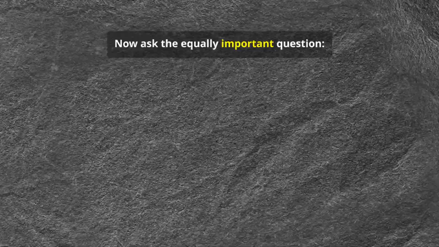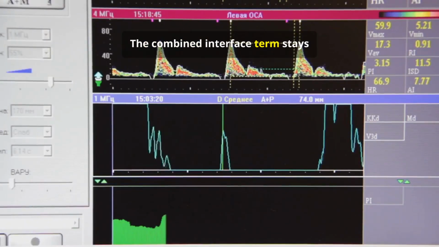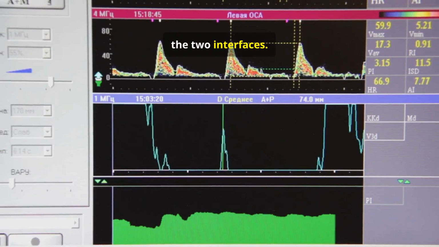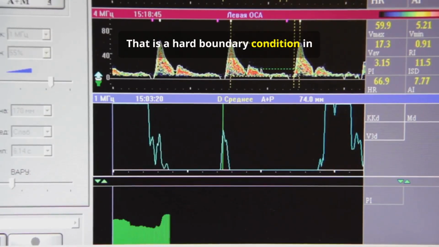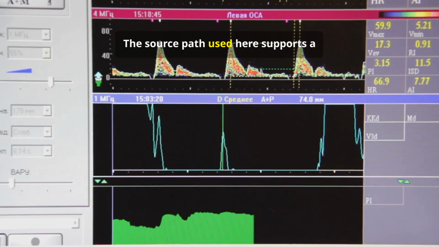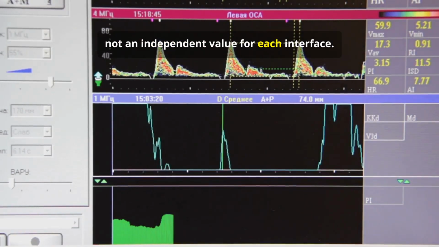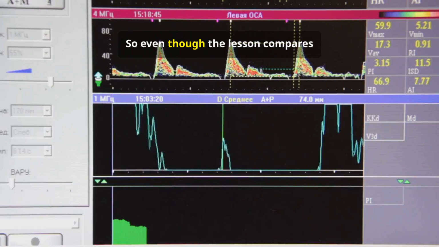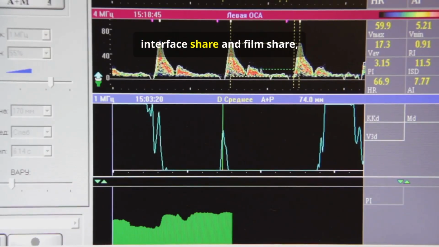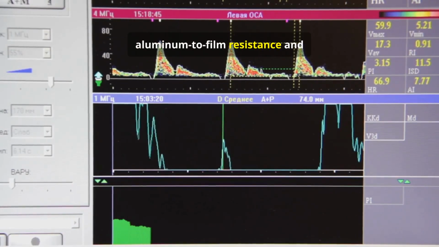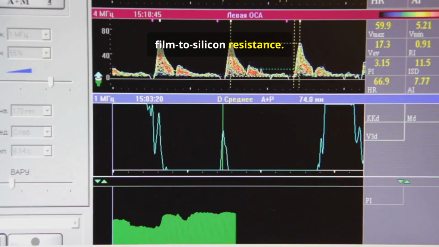Now ask the equally important question, what did not shift? The combined interface term stays combined. This lesson does not separate the two interfaces. That is a hard boundary condition in the packet. The source path used here supports a combined total TBR, not an independent value for each interface. So even though the lesson compares interface share and film share, it does not claim a separate aluminum to film resistance and film to silicon resistance.